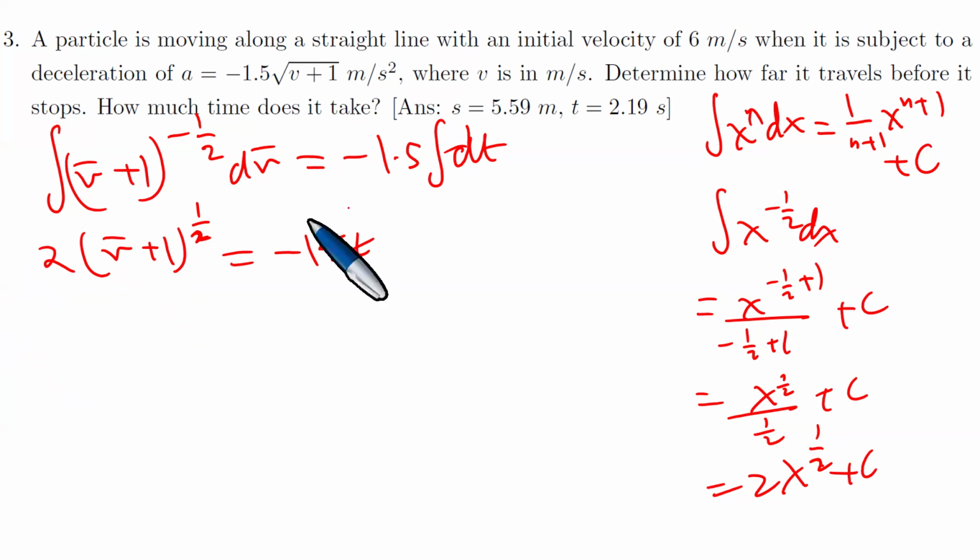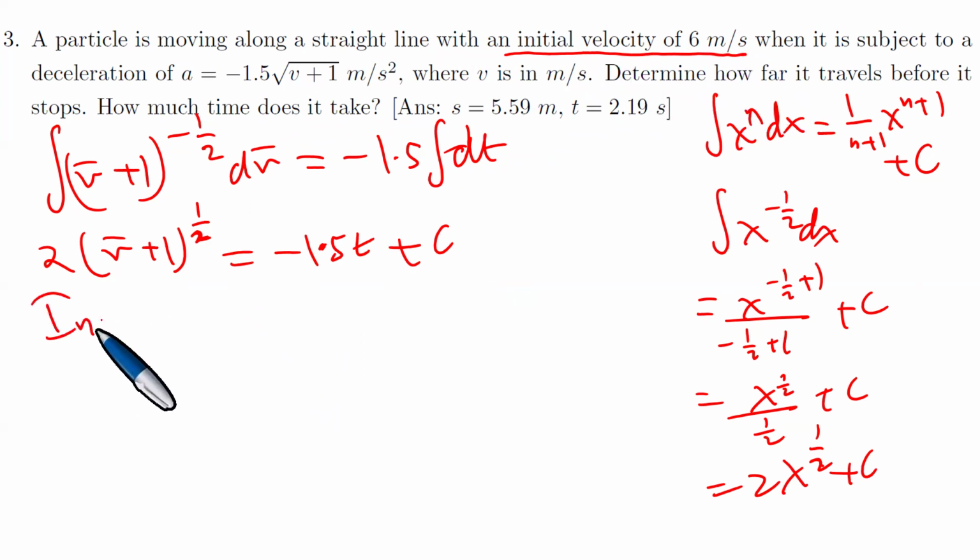Okay, let's see what we get here. So we can add C, the arbitrary constant of integration. Let us check. Okay, we get to this point. So now, what actually do we need? There's an initial condition: a particle is moving along a straight line with an initial velocity of 6 meters per second. So, initial velocity.